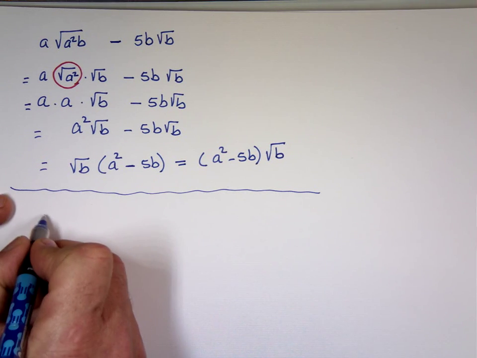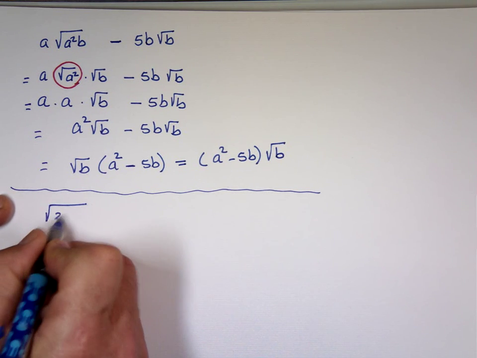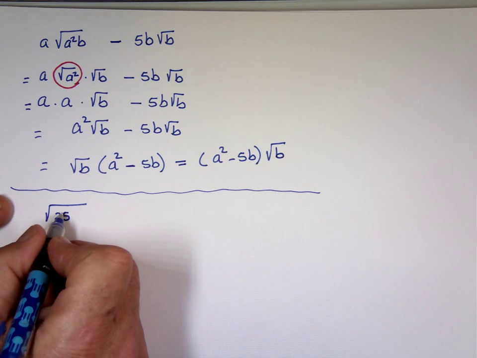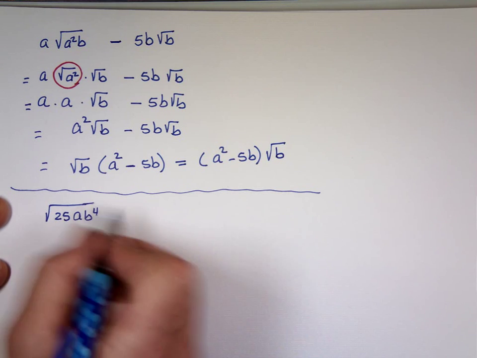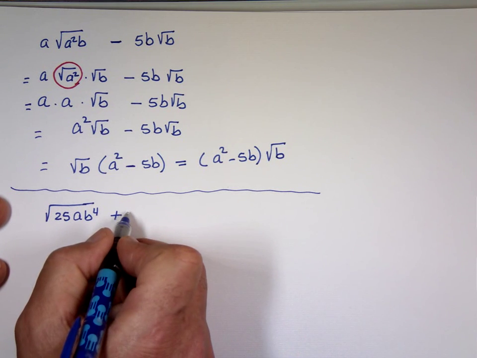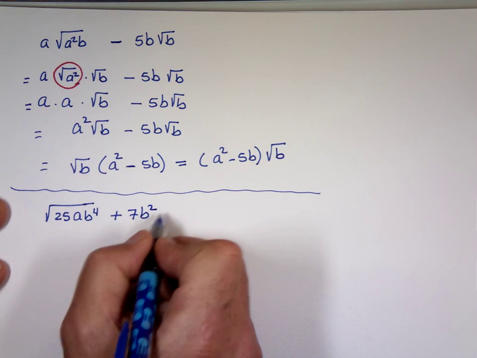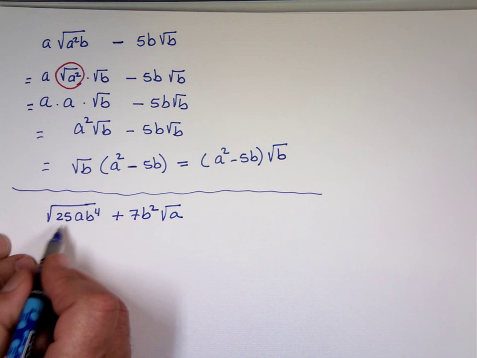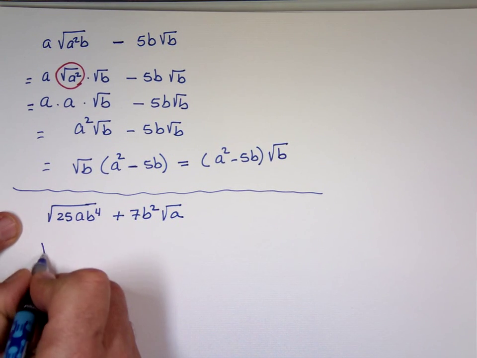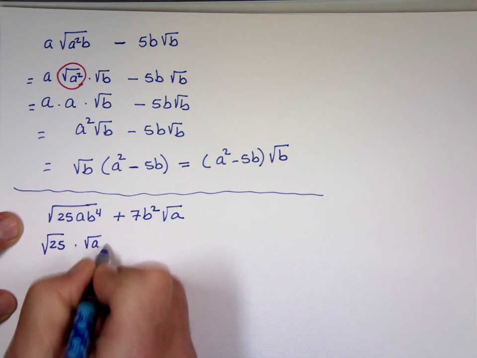Another one like this, one more in there, then that's it. 25ab to the fourth plus 7b squared times the square root of a. Now this one I can break it down to the square root of 25 times the square root of a times the square root of b to the fourth.